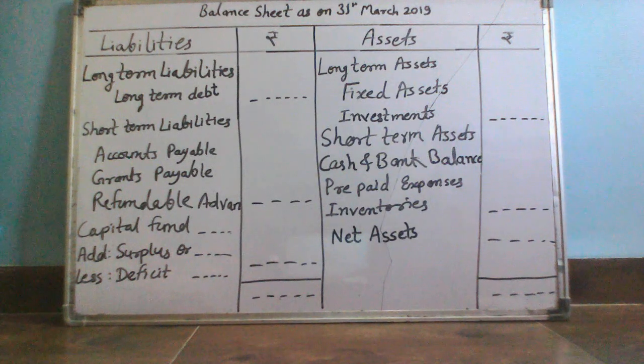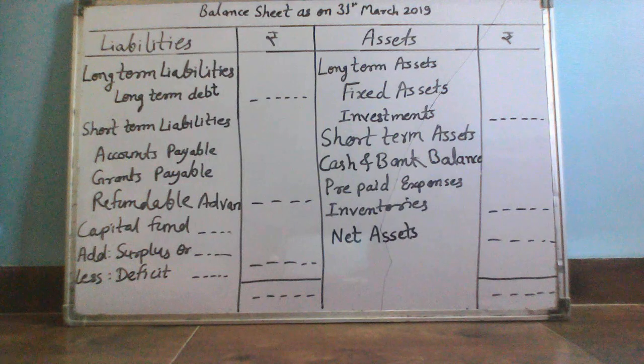As you know, the balance sheet shows the financial position of an organization on a particular date, which is usually the last date of the financial year. It is prepared after having prepared the income and expenditure account. The surplus or deficit of the income and expenditure account is transferred to the capital fund. The term capital fund is just like the capital term which is used in the balance sheet for other organizations.